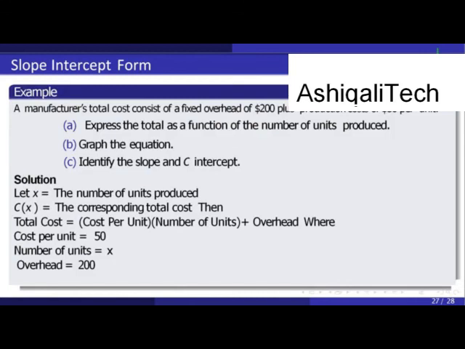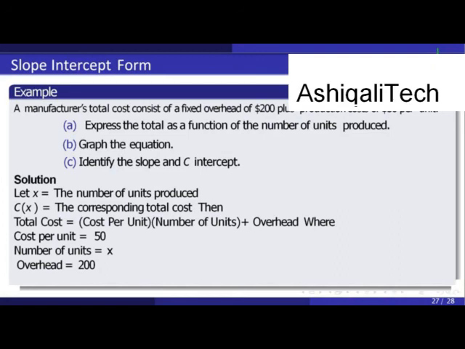Dear students, now we give you an example. A manufacturer's total cost consists of fixed overheads of $200 plus production cost of $50 per unit. The questions are: 1, express the total cost as a function of the number of units produced. 2, graph the equation. And 3, identify the slope and the c-intercept.